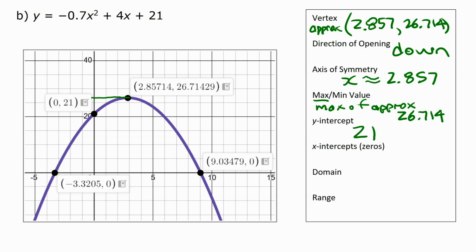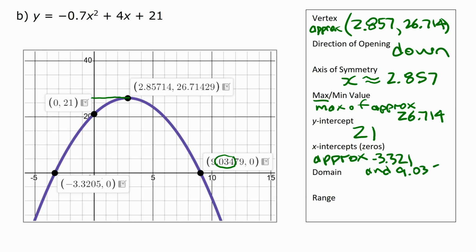Our two x-intercepts, however, are most certainly approximate. Again, at this point, there's not really a way of knowing for sure. Your future learning with quadratics will help you with that. But right now, I am just going to say that it's approximately. We'll write that first one down, negative 3.321, if we're doing it to 3 decimals, because the 05 is going to round the 0 up to a 1. And this one is going to be 9.035. You can write more accuracy if you want.